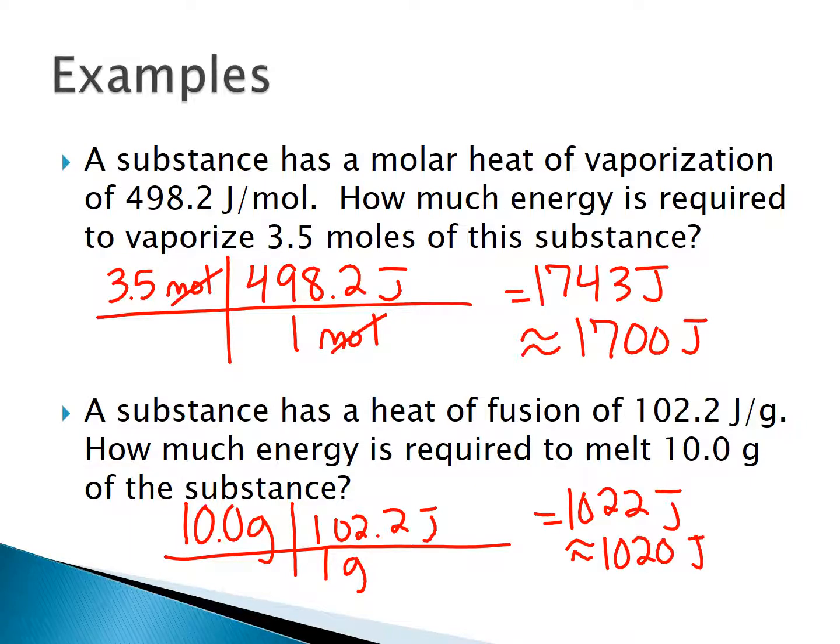Okay. Now you could also be given grams and given the molar heat of fusion. As long as you know what substance it is, you could use the molar mass to convert to moles, and then use the molar heat of fusion to convert to joules or kilojoules.